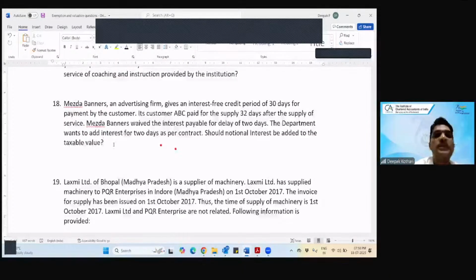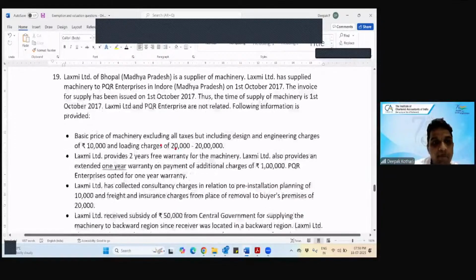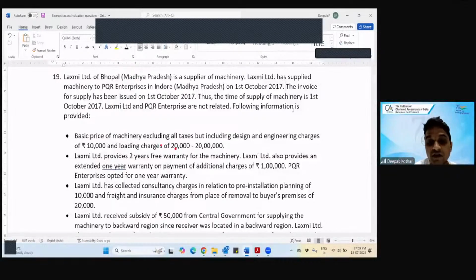Question number 18. Mesda Banners and Advertising Firm gives an interest-free credit period of 30 days for payment by the customer. This I think we have covered on the 2 days extra. We have dealt with it before. Lakshmi Limited of Bhopal is a supplier of machinery. Lakshmi Limited had supplied machinery to PQR Enterprises in Indore on 1st of October 2017. The invoice for supply has been issued on 1st of October 2017. Thus, the time of supply of machinery is 1st October 2017.